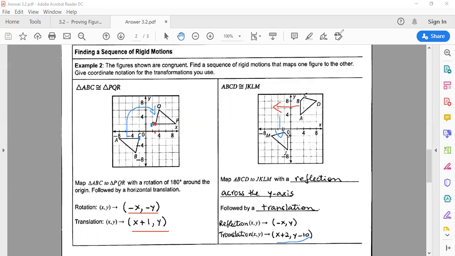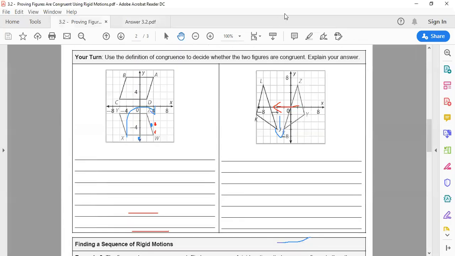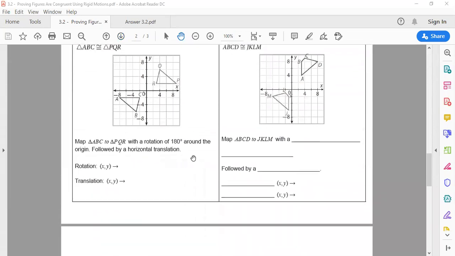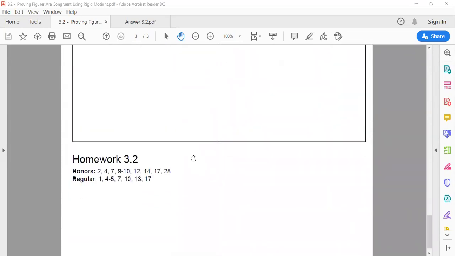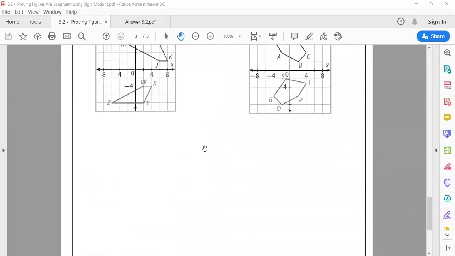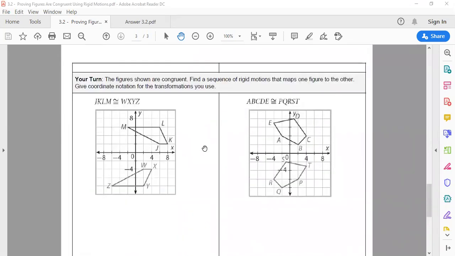You have a couple of problems to work on your turn. So let me show you what that looks like. Right here, you have 2 problems for you to work on, and then the homework is listed down there. So come to class and we'll talk about your turn if you have any questions.